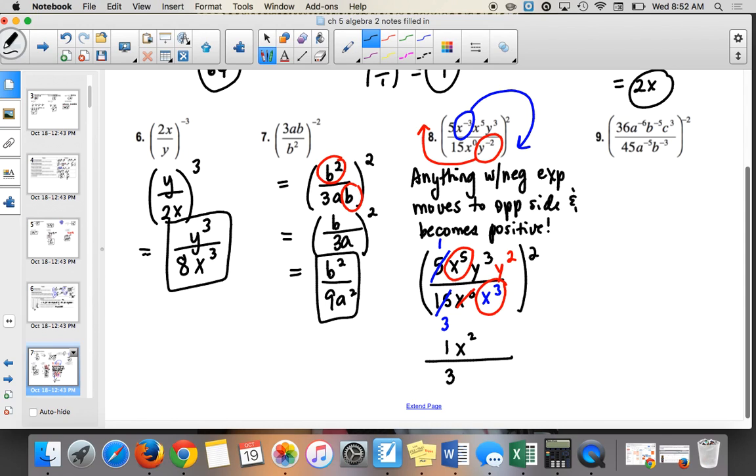How about the y's? How many will I have on top? 5, y to the 5th. And then I'm going to raise it all to the 2. So square everything inside. So 1 squared is just 1, x squared squared is x to the 4th, y to the 5th squared is y to the 10th, and then don't forget about that little 3 down there. 9, exactly.